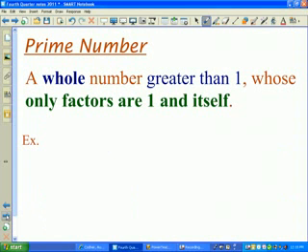Once we dealt with the factors, we talked a little bit about prime numbers and composite numbers. So what's a prime number? A prime number is a whole number greater than 1 whose only factors are 1 and itself. So, whole numbers greater than 1. If I want to list all my prime numbers, the first prime number I will write down is not going to be 1. 1 is not prime, because anything times 1 is going to be itself. So the first prime number is actually going to be the number 2.